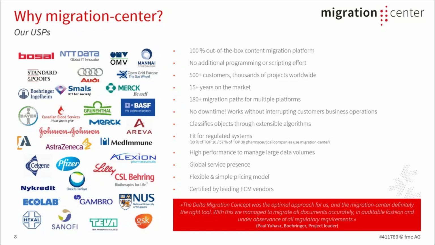What is also very important, and what we're really proud of, is that we are also fit for highly regulated systems. At the moment, about 80% of the top 10 and about 60 to 70% of the top 30 life science companies use our technologies, usually within highly regulated systems. Migration Center is also fully scalable, so we are able to perform very large, high-volume migrations, and together with our professional services organization and our partner ecosystem, we can support you on nearly every continent worldwide.